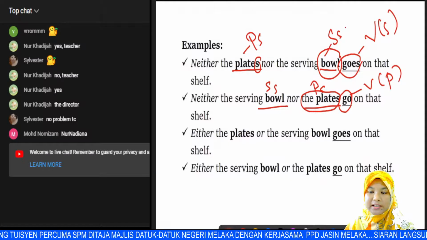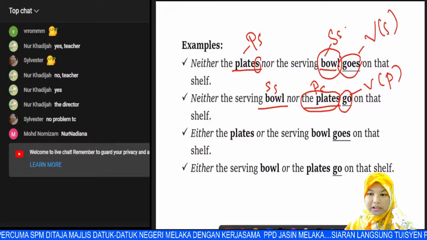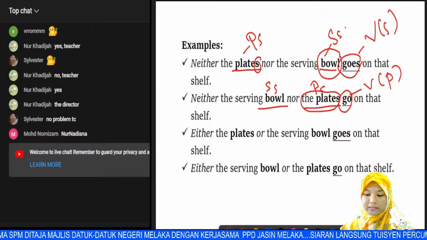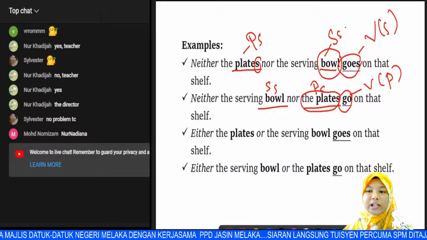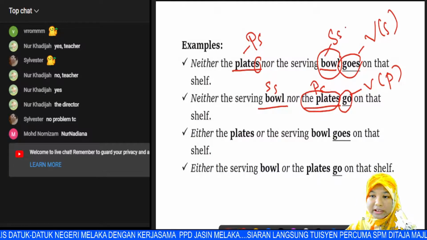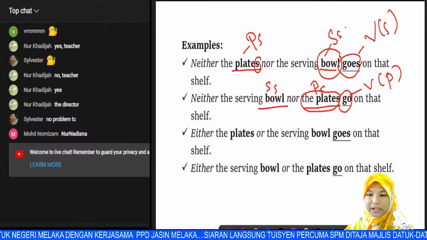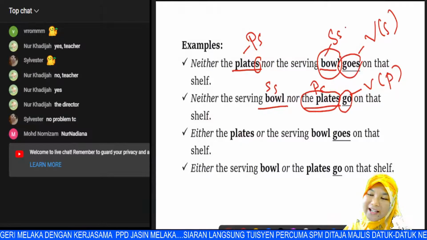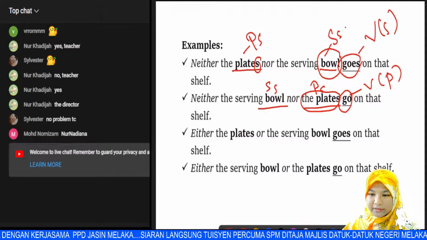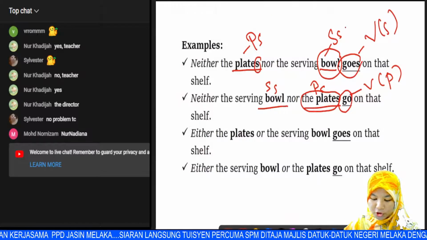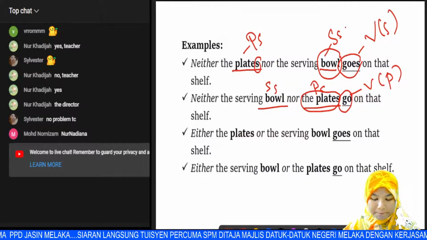I hope you can understand why it is stated that the verb in either or, neither nor sentences agrees with the noun closest to it. It actually follows the noun that is next to it, that comes before it. Okay, that will be for example number 1 and number 2. Okay, example number 3.